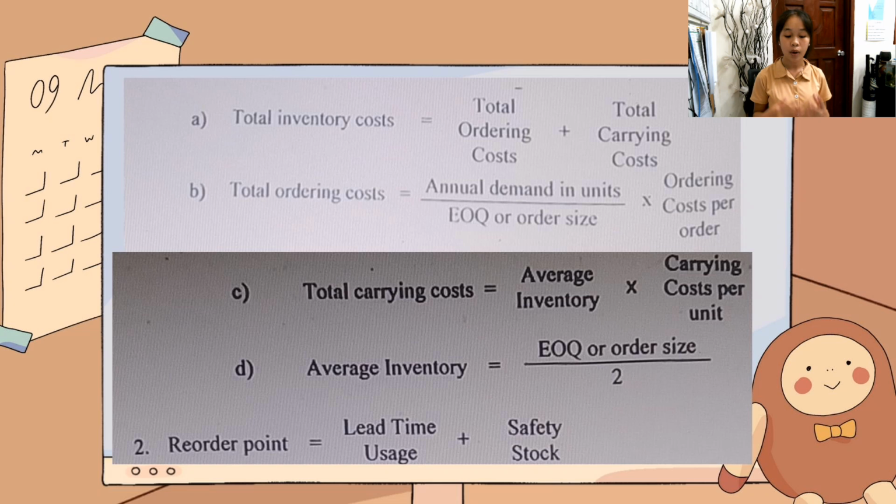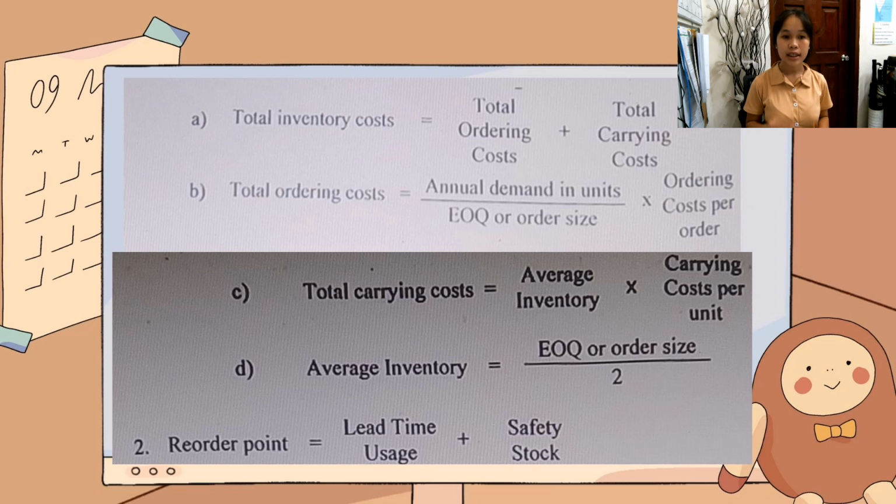And second, to get the total ordering cost, it is annual demand in units divided by EOQ, or order size, times ordering cost per order. Next is total carrying cost. To get the total carrying cost, it is average inventory times carrying cost per unit. And last is average inventory, equal to EOQ or order size divided by 2.